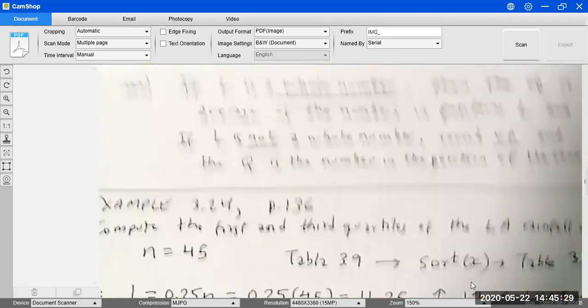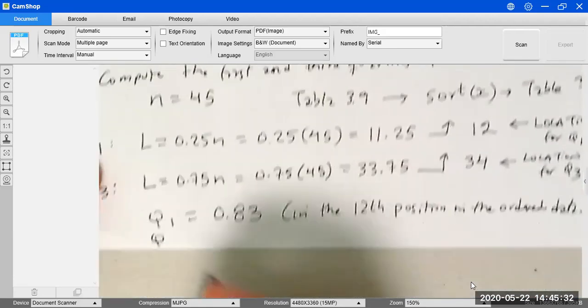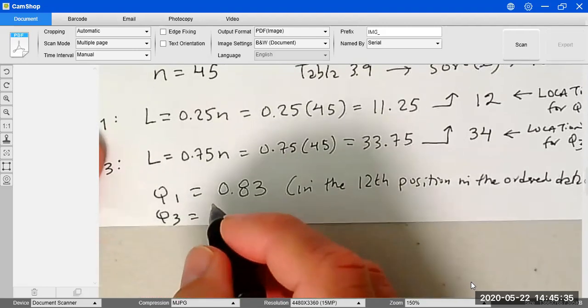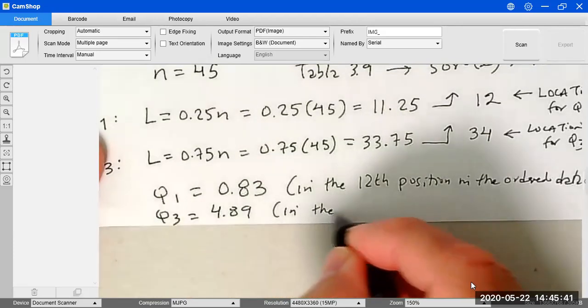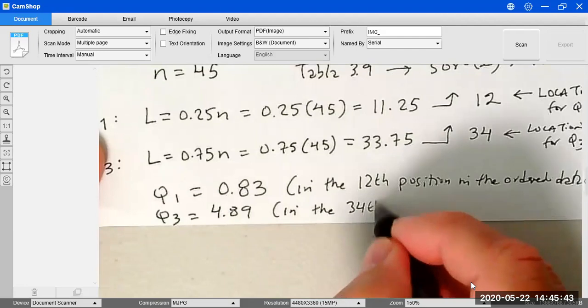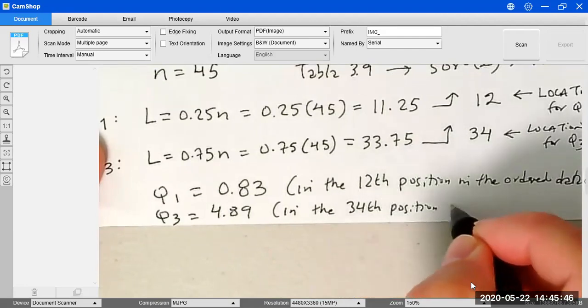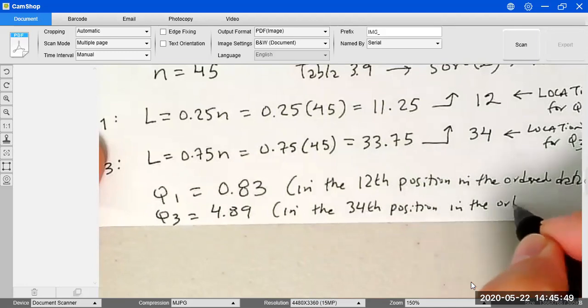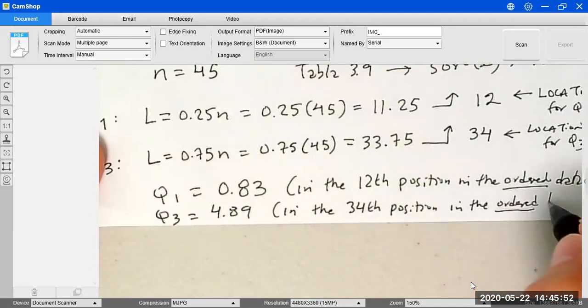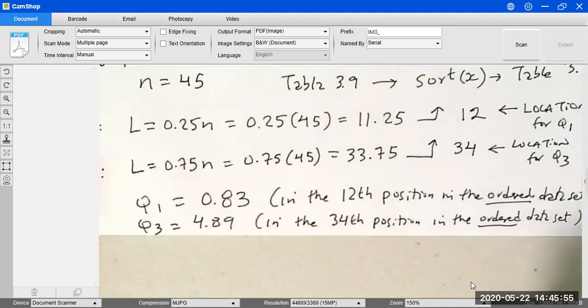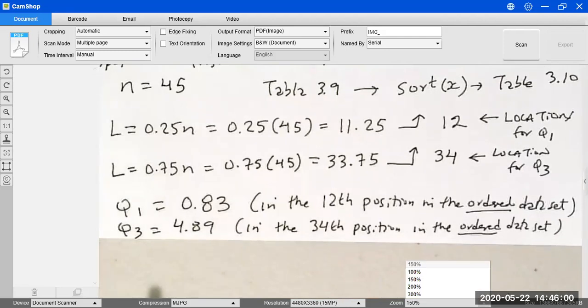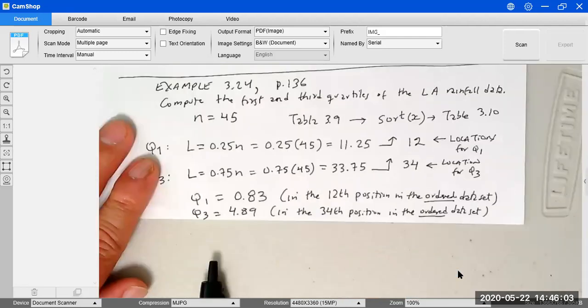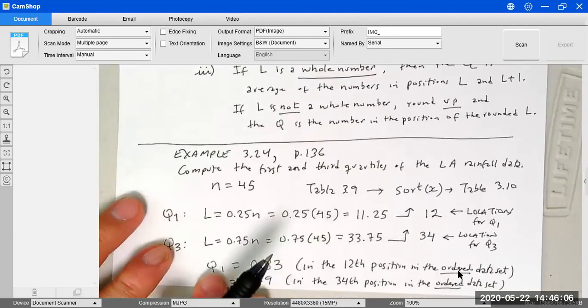So I'm going to write here that my third quartile is going to be 4.89 because it's in the 34th position in the ordered data set. Because if you don't order the data set, the values that you're going to get are going to be completely different. So this is the part about quartiles.